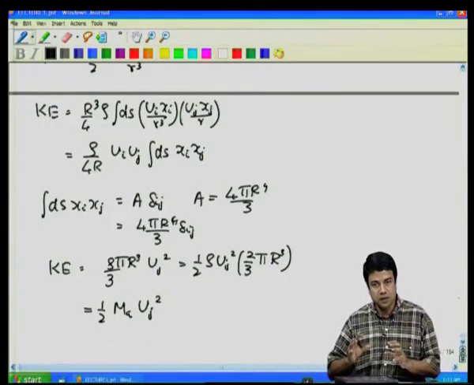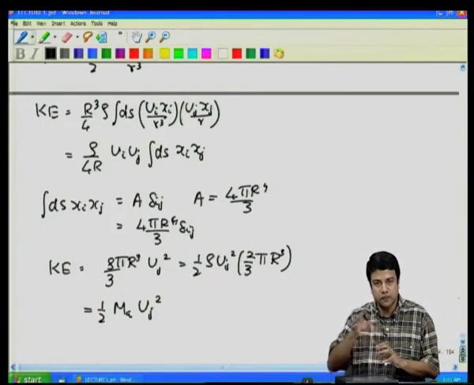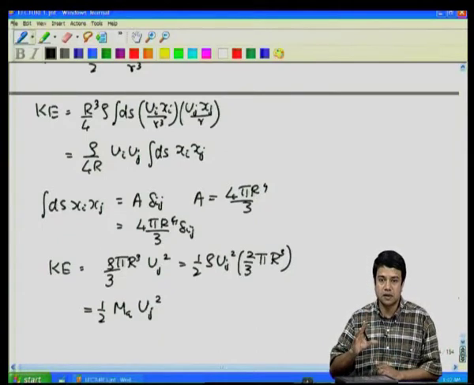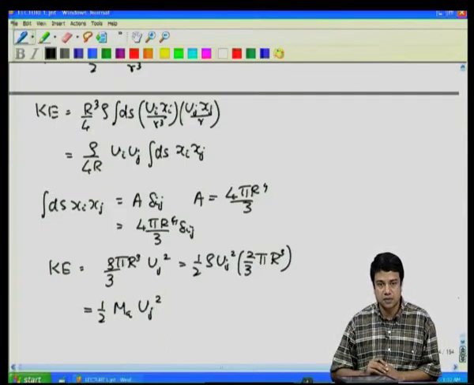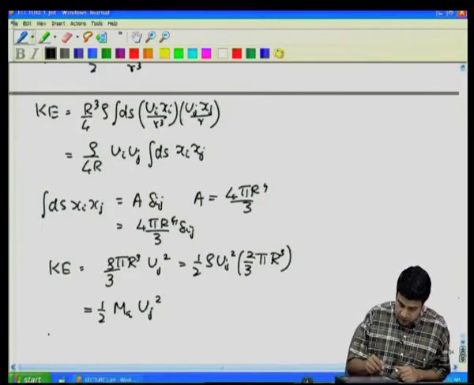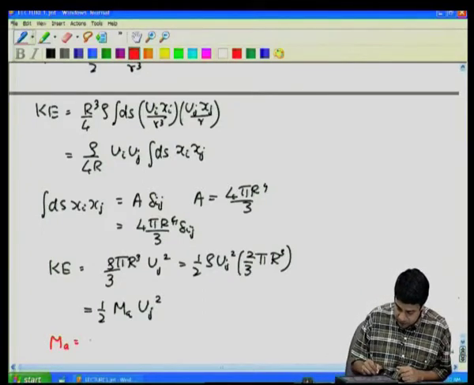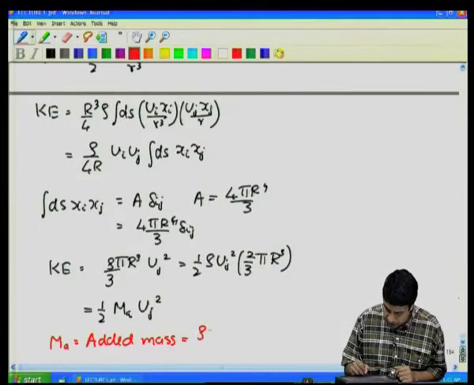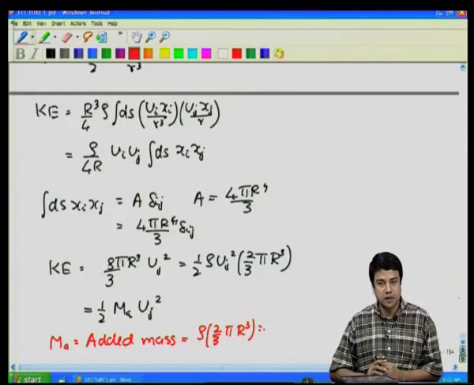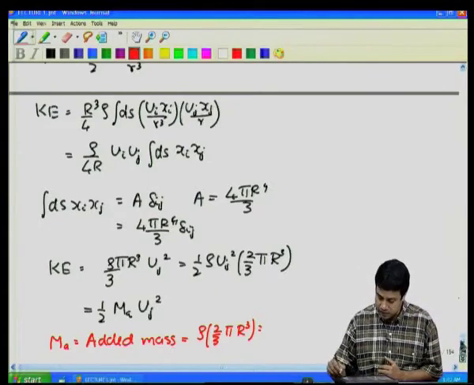In addition, because the particle is moving fluid around it, there is going to be an additional kinetic energy for the fluid flow around that sphere. That kinetic energy is equal to half m a times u j square, where this m a is the added mass. This added mass is rho times 2 by 3 pi r cubed. Rho into 2 by 3 pi r cubed is 1/2 of the mass of fluid displaced by the sphere, 1/2 density of fluid times the volume of the sphere.